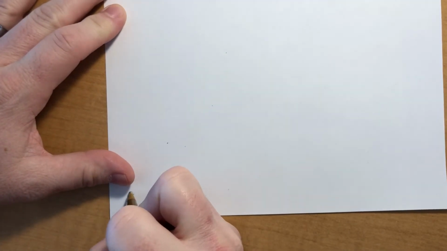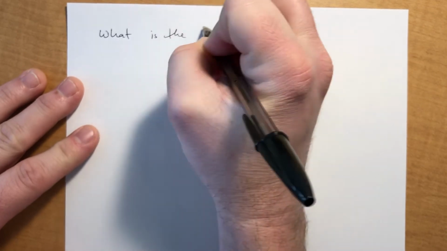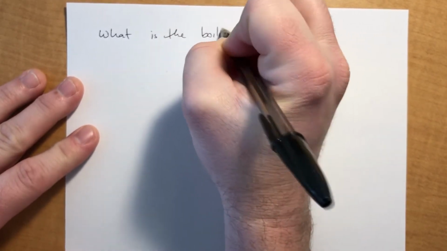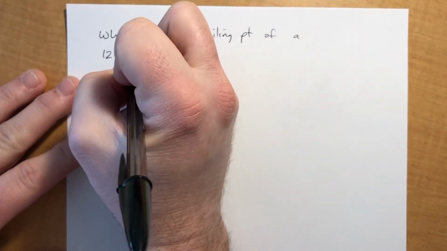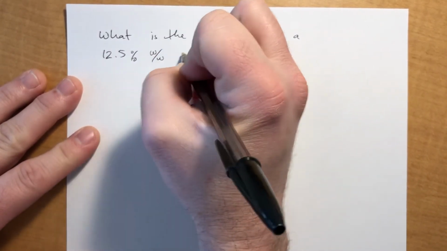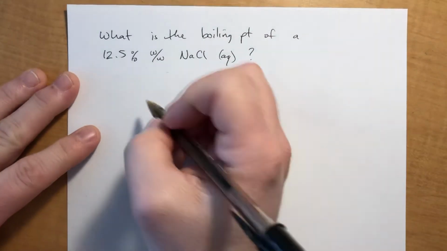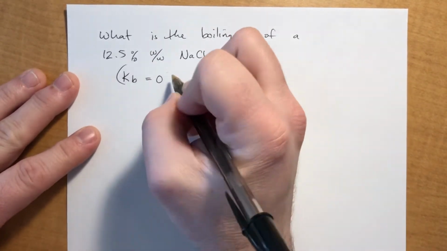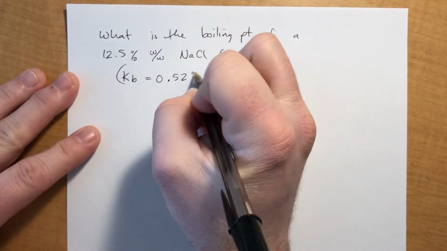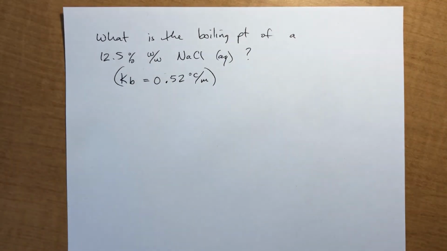So I guess this is page 5, just so I can keep track. All right, let's just try an example. We want to know, what is the boiling point of a 12.5% weight sodium chloride solution in water? And Kb for water is 0.52 degrees C per molal. Okay, sounds easy enough.